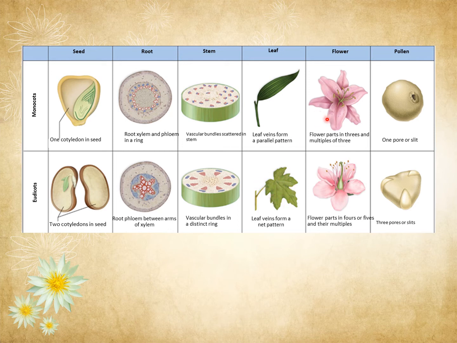Okay, for the flower, this is the most obvious part of the plant. The flower parts are in threes and multiples of three. You see here in the monocot, these are the petals, and under here we have the sepals that also come in three. In eudicots, the flower parts are in 4 or 5. So that is the main difference you can tell just by looking at the plant. The pollen of monocots has 1 pore or slit, and the eudicots have 3 pores or slits.